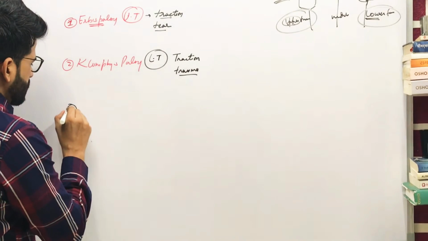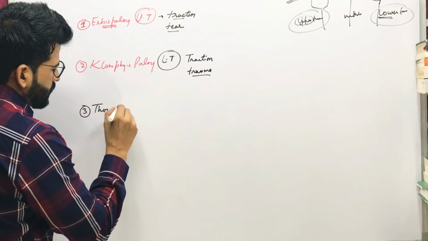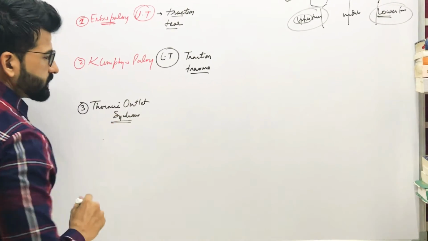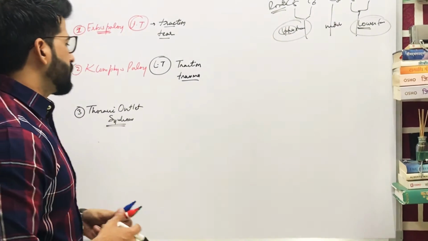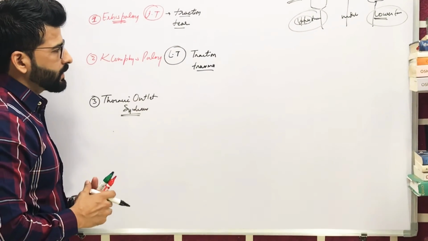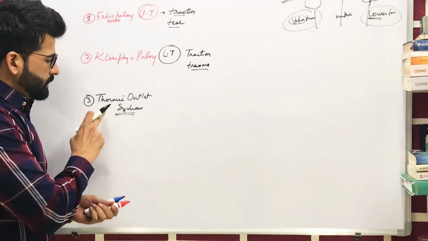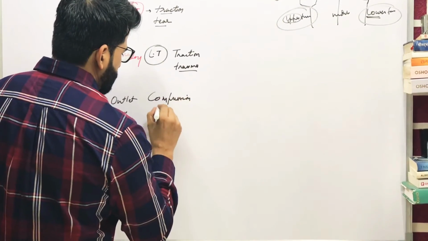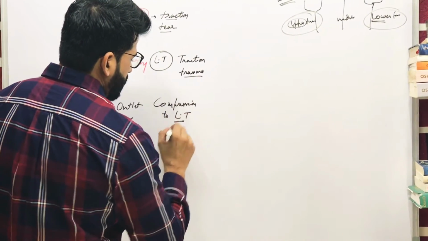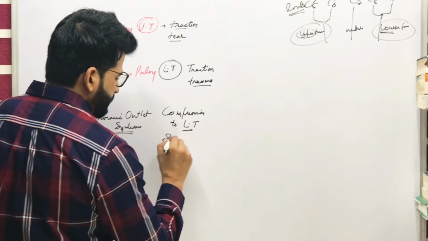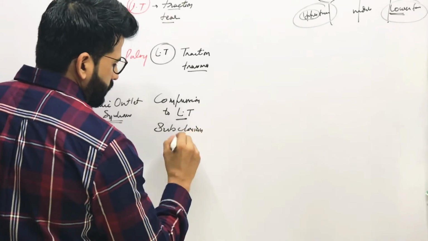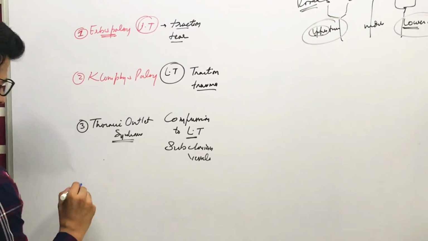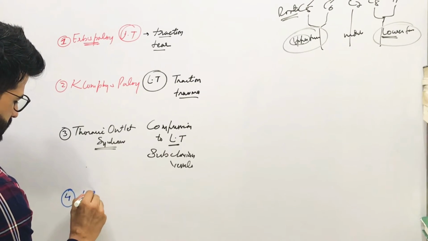Third to discuss is Thoracic Outlet syndrome. We must know about the scalene triangle and how the lower trunk is passing from there. Here in the scalene triangle, there can be compression to the lower trunk along with the compression of the subclavian vessels. And the fourth point of discussion here is winged scapula.